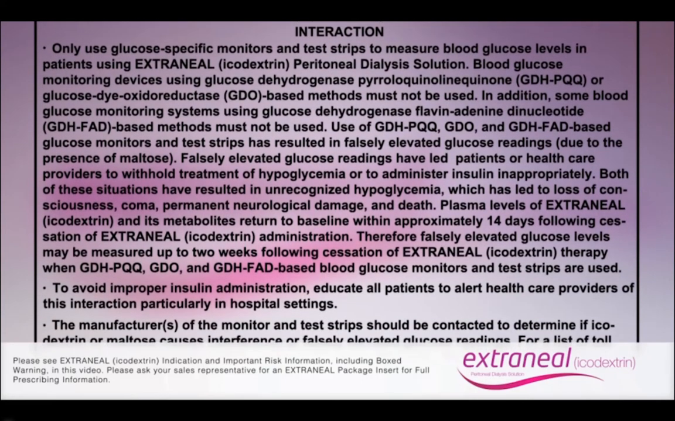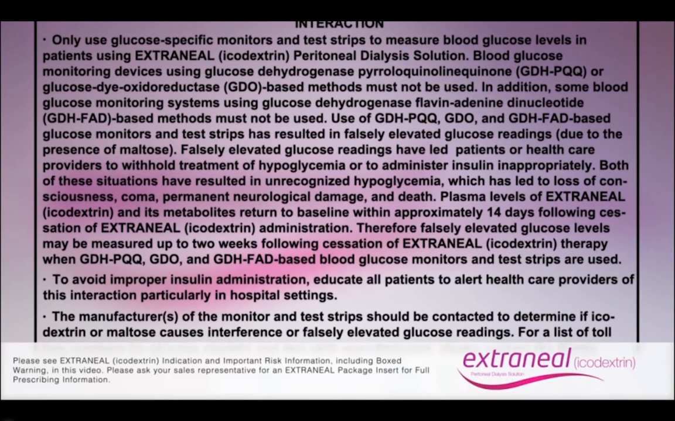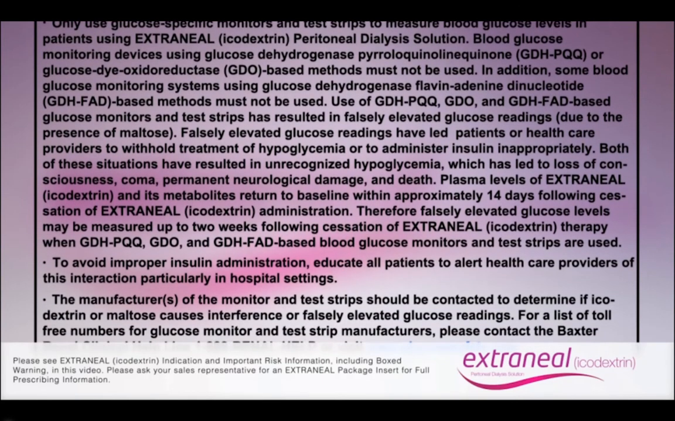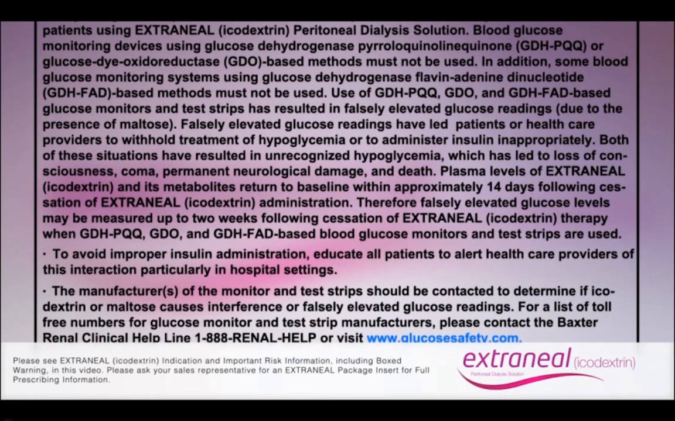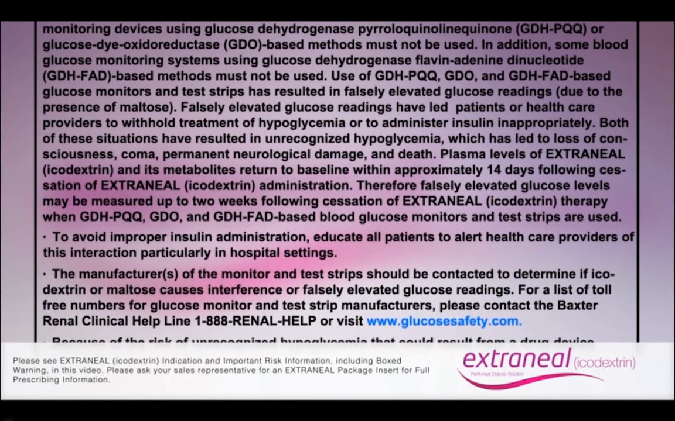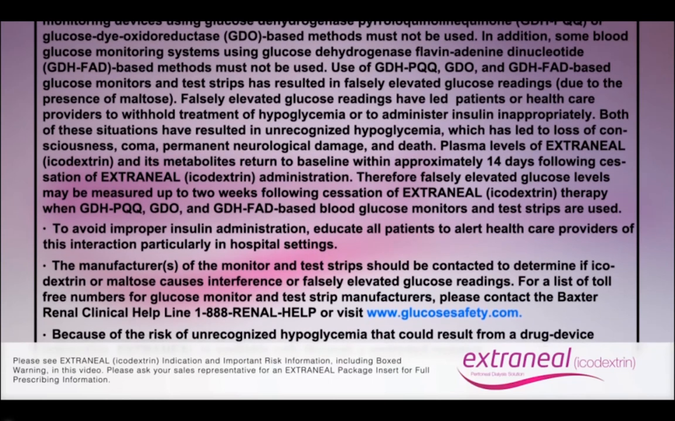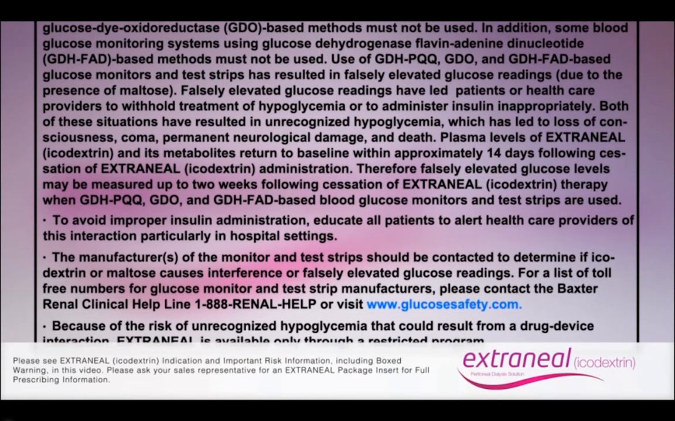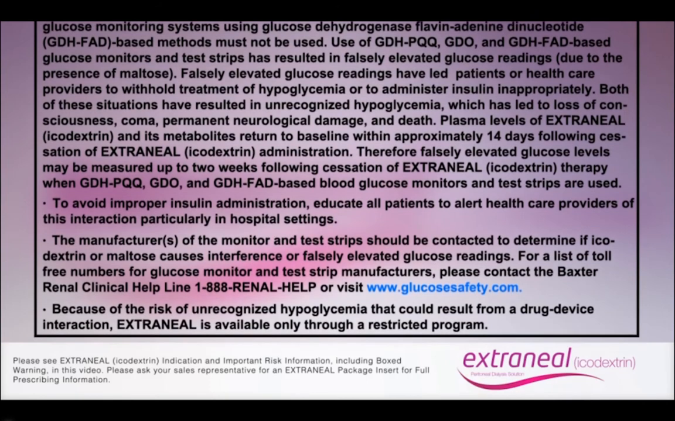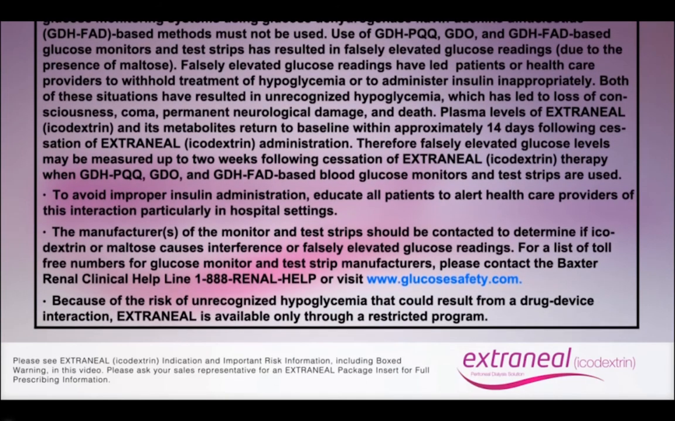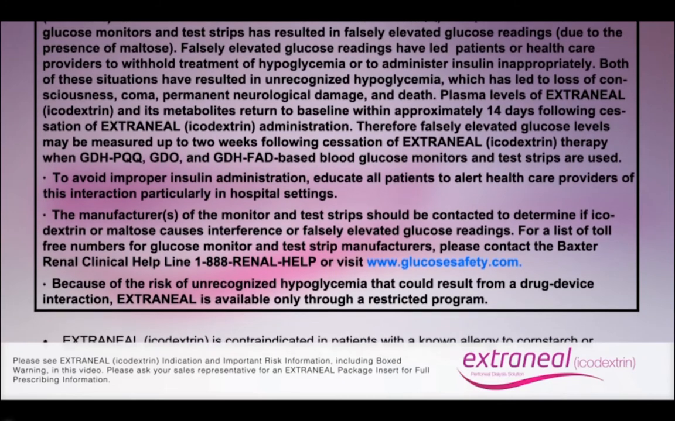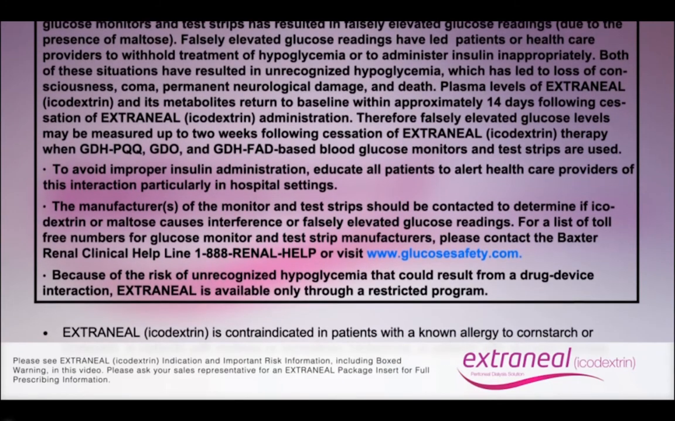Plasma levels of Extraneal icodextrin and its metabolites return to baseline within approximately 14 days following cessation of Extraneal icodextrin administration. Therefore, falsely elevated glucose levels may be measured up to 2 weeks following cessation of Extraneal icodextrin therapy when GDH-PQQ, GDO, and GDH-FAD-based blood glucose monitors and test strips are used. To avoid improper insulin administration, educate all patients to alert healthcare providers of this interaction, particularly in hospital settings.